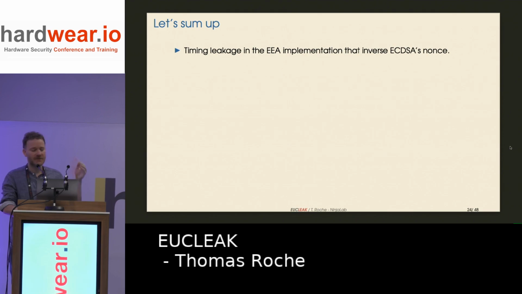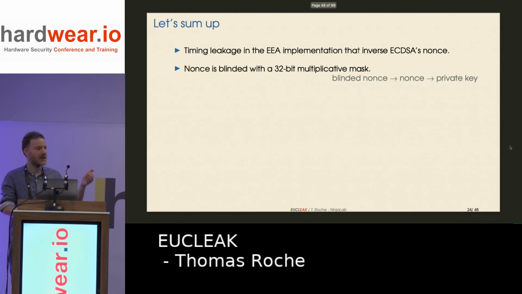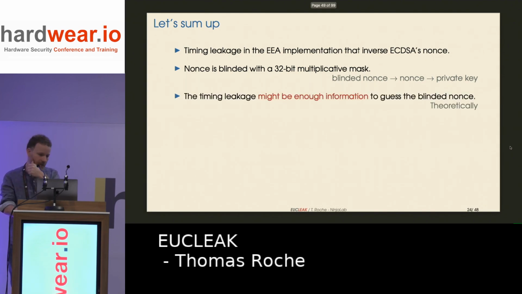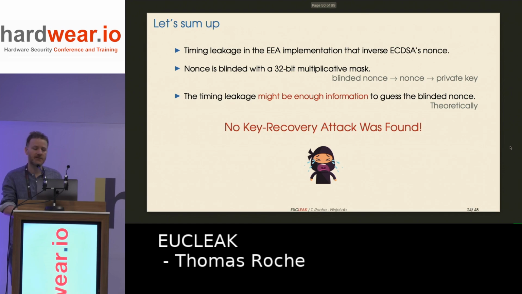And so to sum up, we have this timing leakage on the EEA, where the blinded nonce is only blinded with 32 bits. So if somehow we can extract the blinded nonce, we can compute the nonce by brute forcing the mask and then get the private key. The question is, does the timing leakage that we have found give enough information to reconstruct the input of the inversion? And it's not. Well, we didn't find any attack doing this.